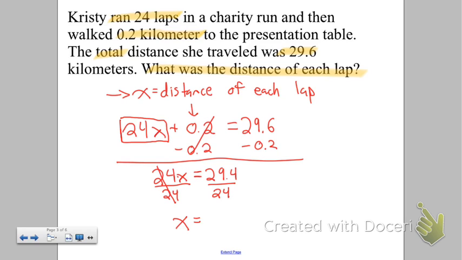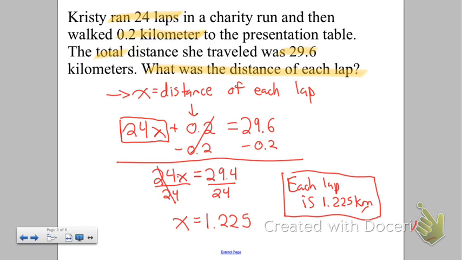29.4 divided by 24 is equal to 1.225. So that means that each lap is 1.225 kilometers. And that would be your final answer.